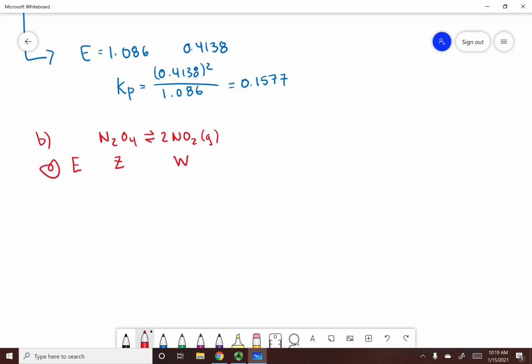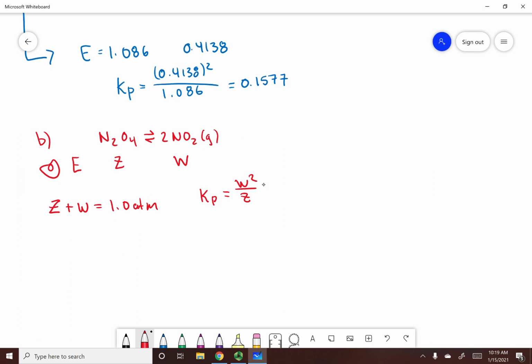At equilibrium, there is going to be a pressure of each one of these gases. Now, your book gives us a little bit of data. It says that if we look at the total pressure, so Z plus W, this has to equal 1 atm. Now, we know that Kp equals W squared over Z, or products over reactants raised to their stoichiometric coefficients.